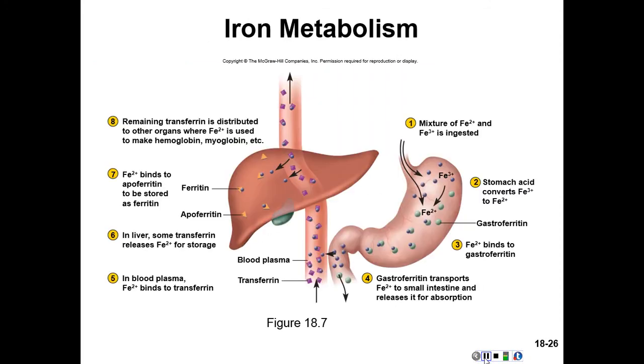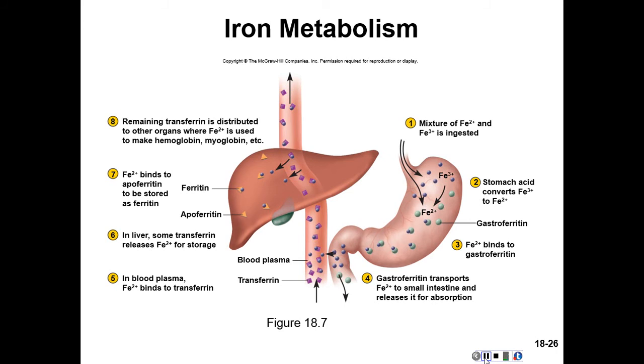Alright, iron metabolism: you see the liver, you see the stomach. Now remember, hemoglobin is made up of iron and globin. Heme is the iron component. The transferrin is distributed to the other organs, where iron is used to make hemoglobin, or myoglobin in muscles.